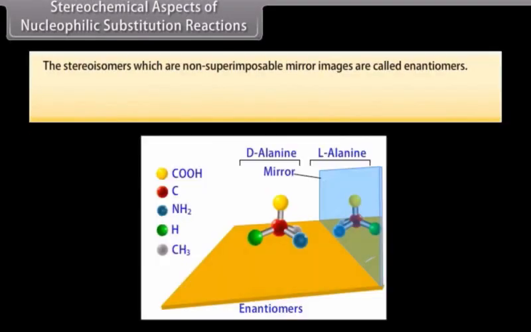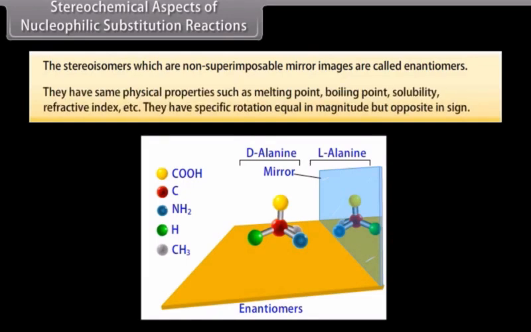The stereoisomers which are non-superimposable mirror images are called enantiomers. They have the same physical properties such as melting point, boiling point, solubility, refractive index, etc. They have specific rotation equal in magnitude but opposite in sign.